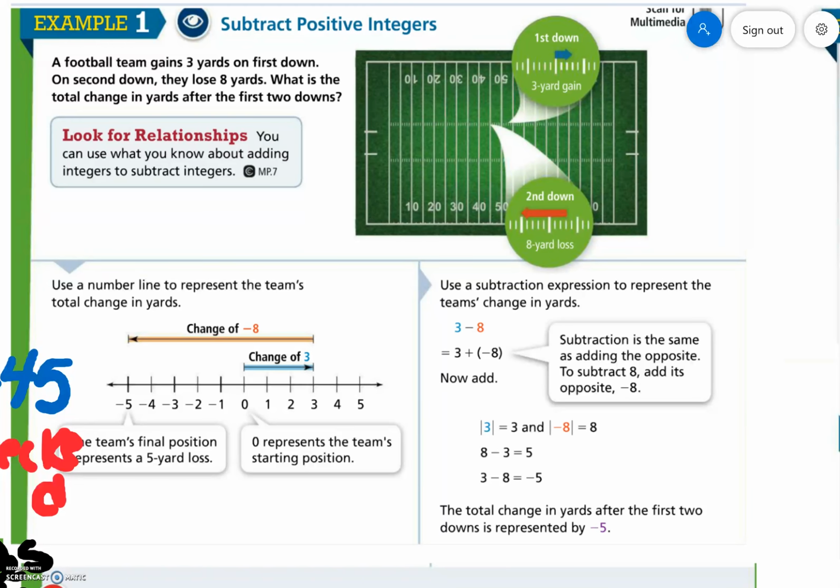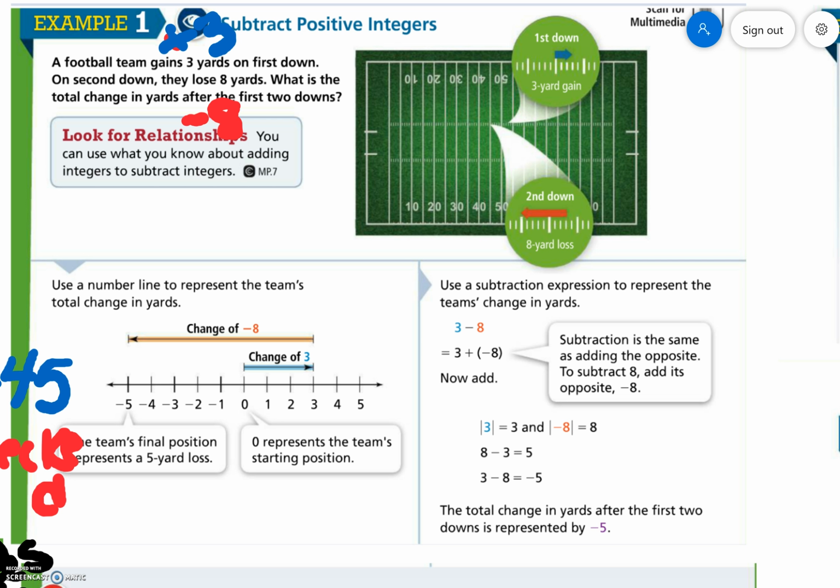So gains, is that going to be positive or negative? Positive. So we have a plus 3. On the second down, they lose 8 yards. Losing 8 yards, is that going to be positive or negative? Negative. So they go up 3 and back 8. What is the total change in yards after the first 2 downs?